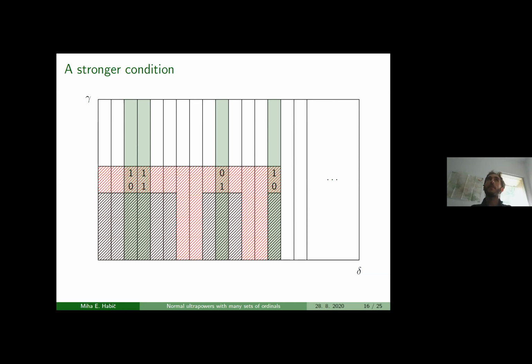And if you gaze ahead, you can see the outlines of maybe trying to prove that this collection of green columns cannot be in a countably complete ultrafilter at the same time, because their intersection is small, it's bounded in gamma. And their complements also cannot be in an ultrafilter because the intersection of the complements is also small.